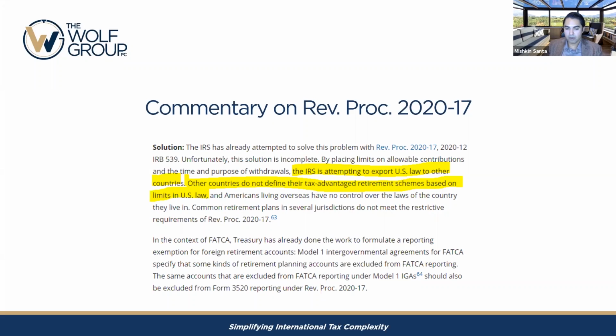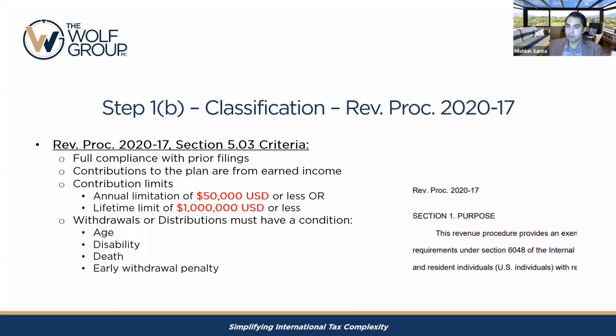I got this from an article that was recently published. This commentator does a great job of illustrating what I feel the IRS is trying to do, which is impose U.S. requirements on foreign pension plans. If we go back to one of the requirements of the plan, withdrawals and distributions have to be based on age, disability, death, or some kind of early withdrawal penalty. In some countries, they don't have these limitations. For example, the Brazilian RPC, to my knowledge, doesn't have any of those limitations, and therefore that retirement plan would never qualify under 5.03.